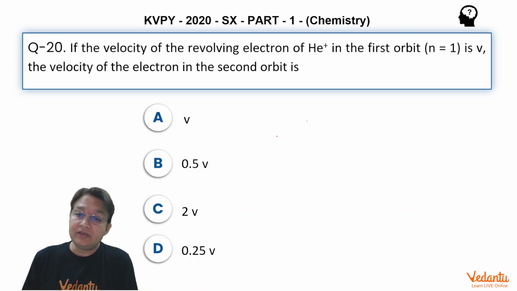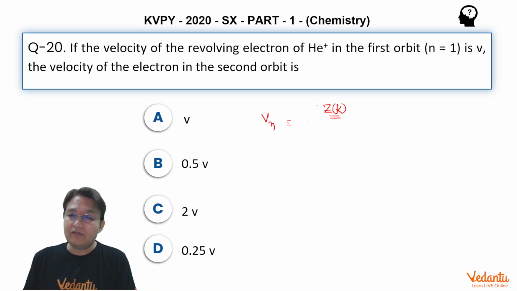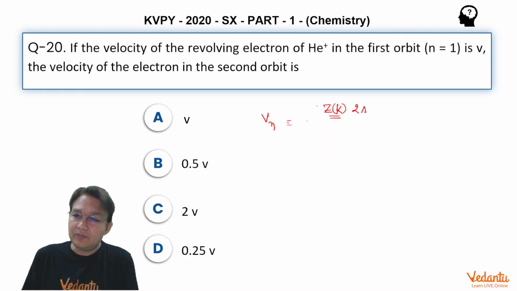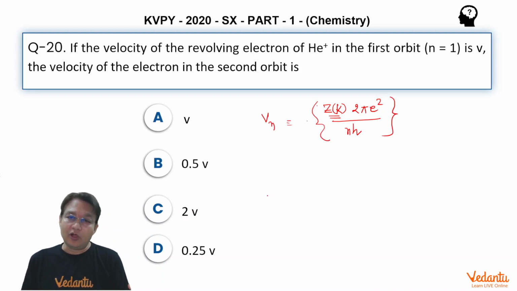For this, either we need to derive or we need to remember this expression for velocity Vn, which is given by Z into K, where K is the Coulomb's constant involved in Coulomb's law, and Z is of course the nuclear charge, which here is 2 positive, into 2 pi e square upon nh. That is the expression for velocity in the nth orbit.